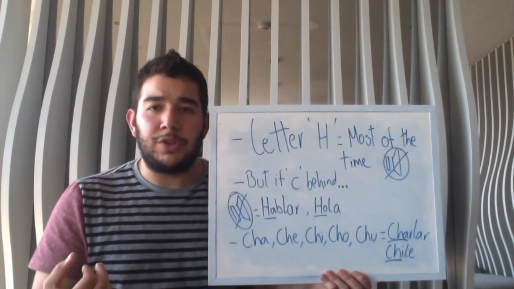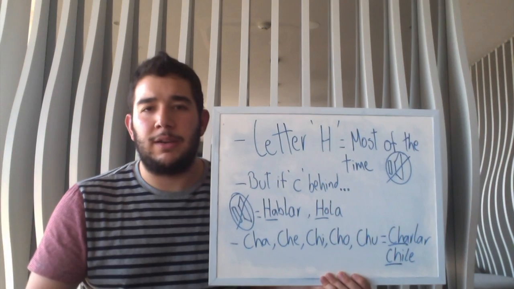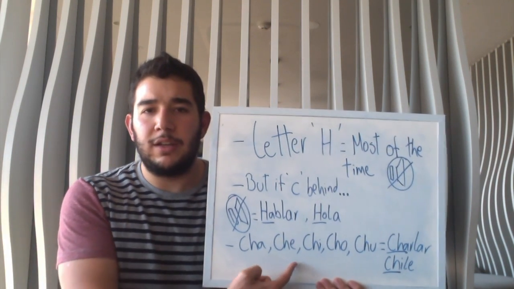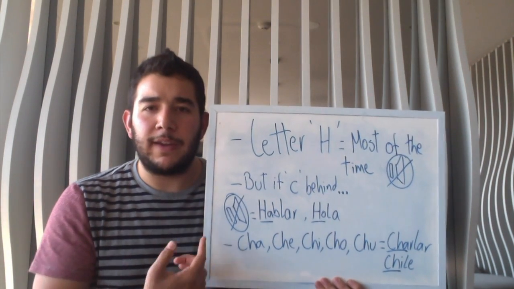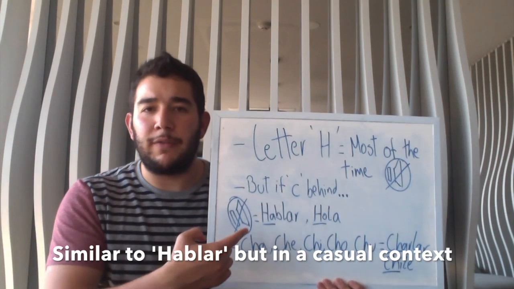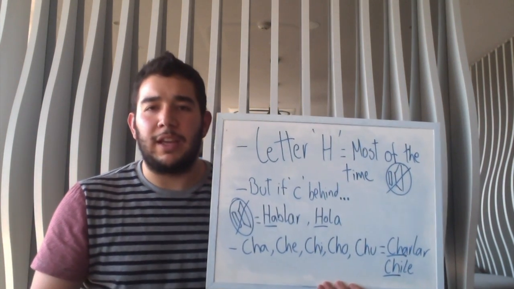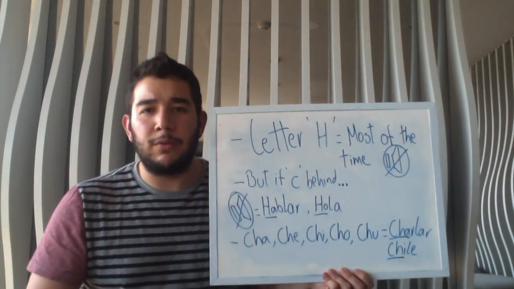The only case when it would change is when it has a C behind, and we will be making the ch sound, like cha, che, chi, cho, and chu. Examples of words that have that sound would be charlar, which is a synonym of hablar, and something like chile. Then again, there are not too many words like this, so don't worry about this one.